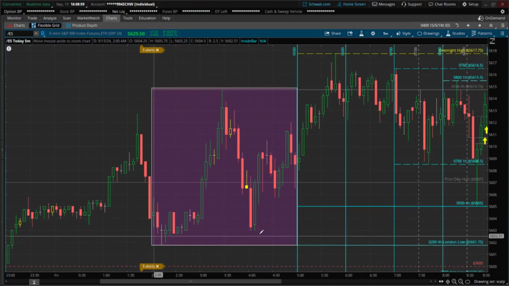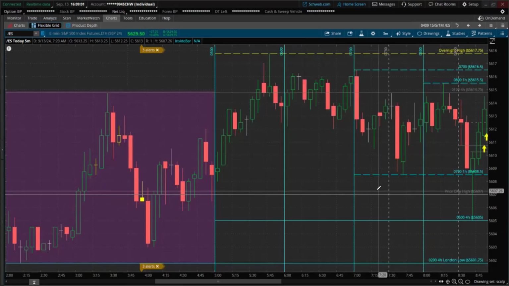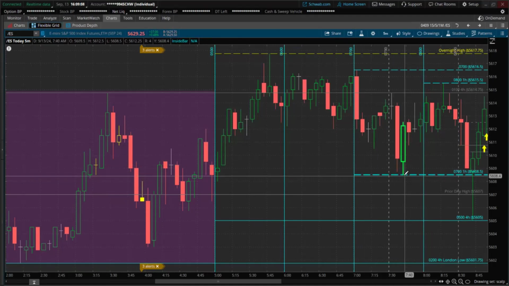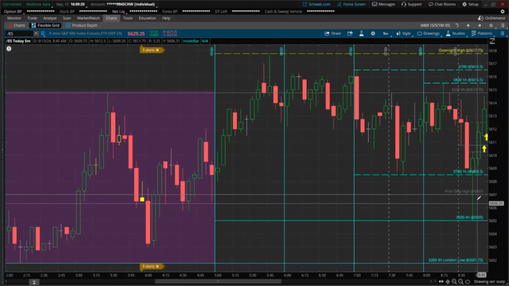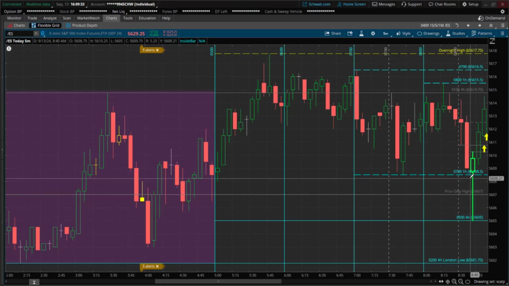Zoom in some more. 7 a.m., 8 a.m. Below that horizontal line, 7 a.m. low. During the 8:30 period, this gray vertical line, we tested and broke below the 7 a.m. low. Look at that bullish pin bar. Outstanding. Wow. A bunch of people that might have been short got wiped out. And then huge bullish wick.